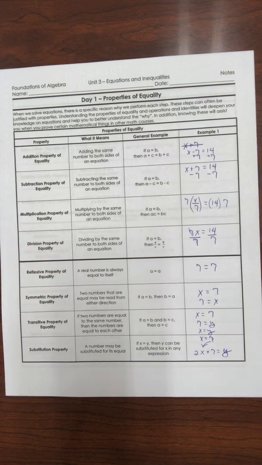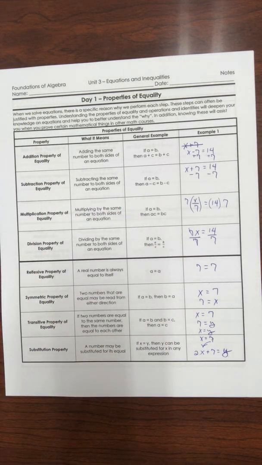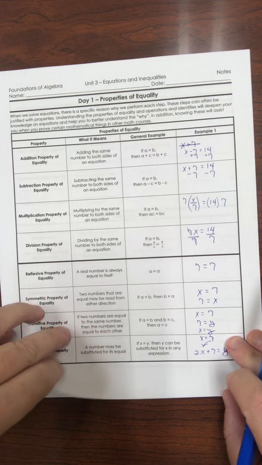If you'll notice, we're not solving any of these. We're just defining and giving examples of what these properties are. In our next set of notes, we're going to solve them, but we're going to say what properties we use along the way. All right, so let's go to the next page.